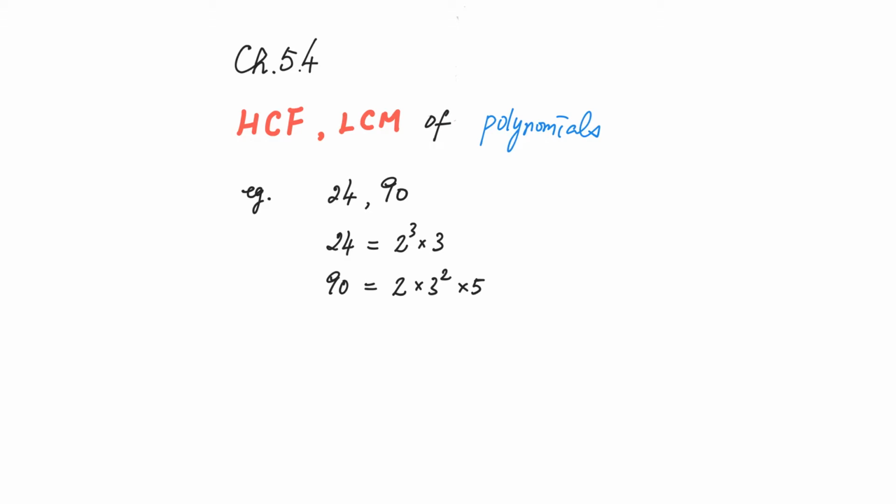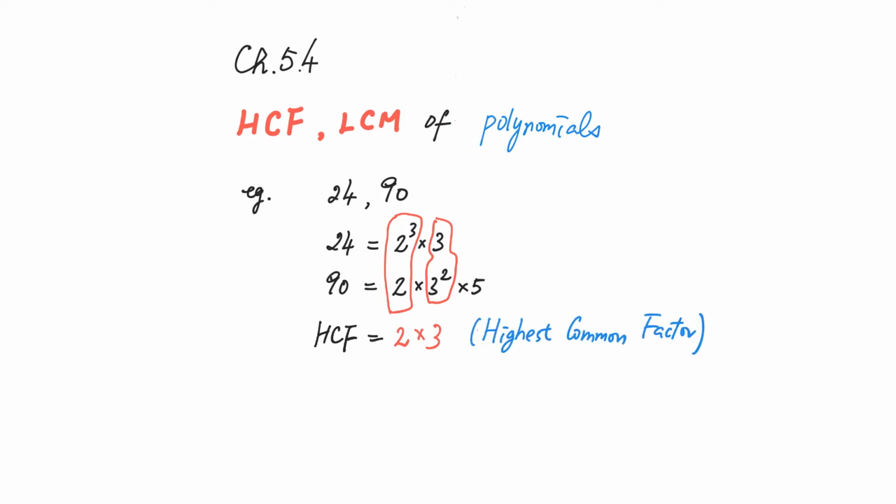find the common factors. You see that 2 and 2 to the power 3, the common factor should be 2. And then 3 and 3 to the power 2, the common factor is 3. And then 5 and 1, no other common factor. So the HCF equals 2 times 3. This is the highest common factor. Sometimes we call it the greatest common divisor, GCD.